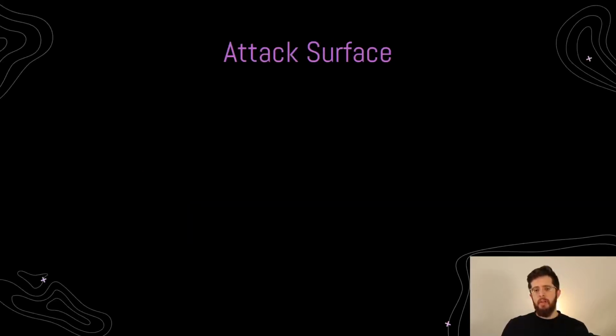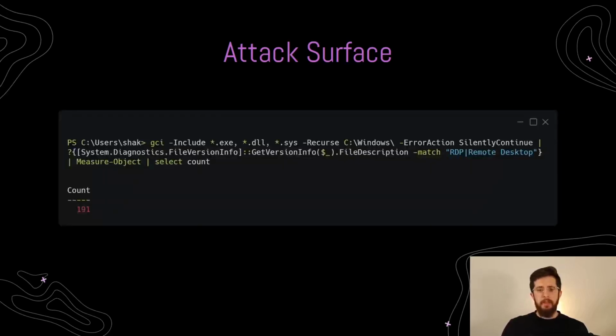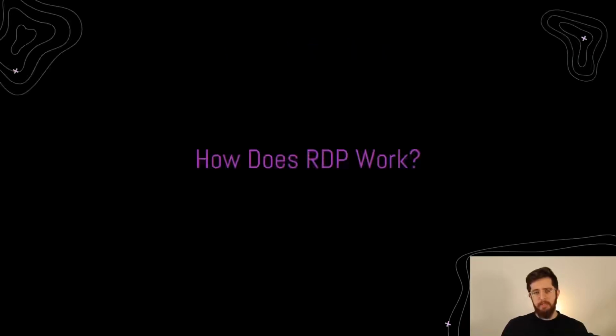So we can agree that RDP can be a lucrative target for attackers. But why do you think we should fuzz it? To answer that, let's have a quick look at the RDP attack surface. As you can see from this simple file listing query in PowerShell, on a vanilla Windows installation, we have more than 190 RDP-related libraries, drivers, executables, and so on. So it's quite a lot of code. And at this point, manual review doesn't really sound like a great option. And this is why we chose to go with fuzzing in this case.